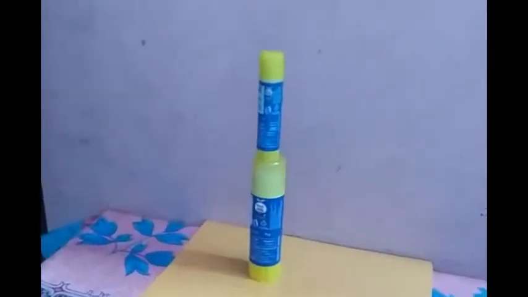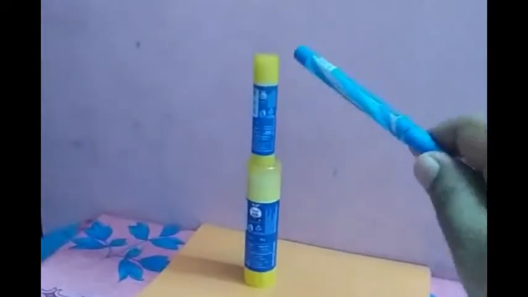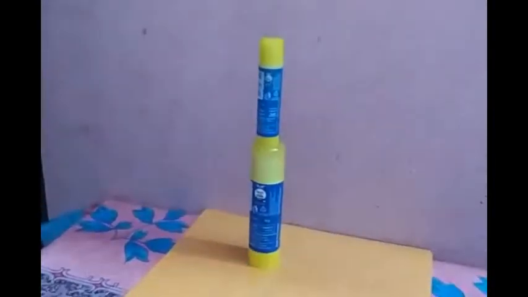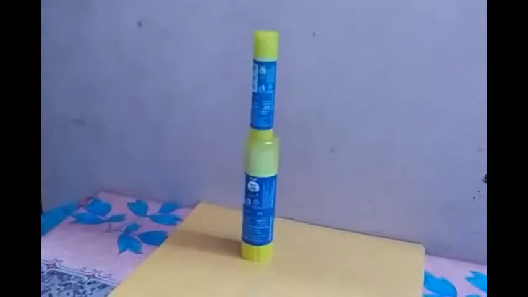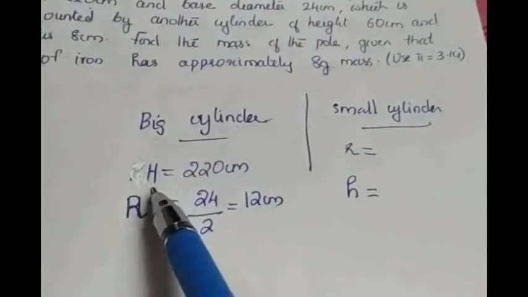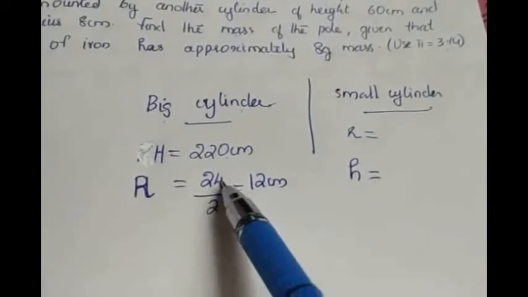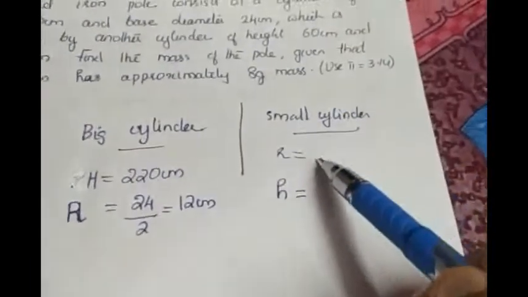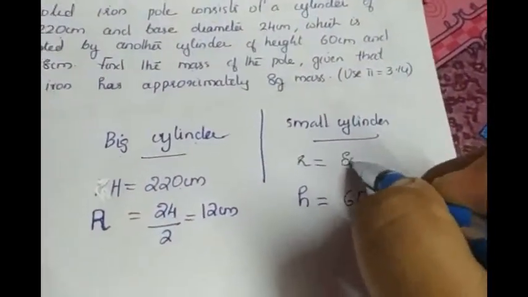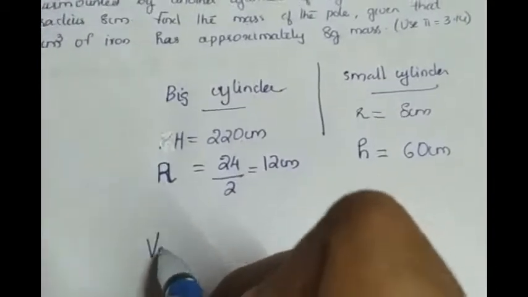To find the volume of the ball, which all volume we have to calculate? We have to calculate the volume of the upper cylinder, which is small in size, and also the volume of the bottom cylinder, which is bigger in size. Okay, both are cylinders. Just calculate the volume separately and add it to get the total volume of the ball. So for the big cylinder, height is given as 220 cm, radius is half of 24, which is 12 cm. And for the small cylinder, the height is given as 60 cm and the radius is given as 8 cm.